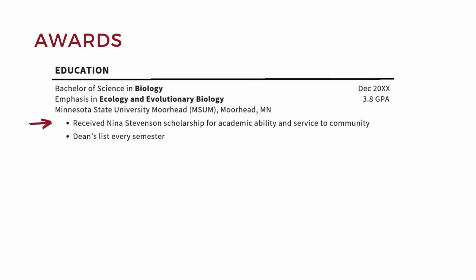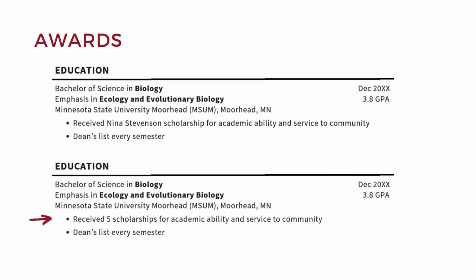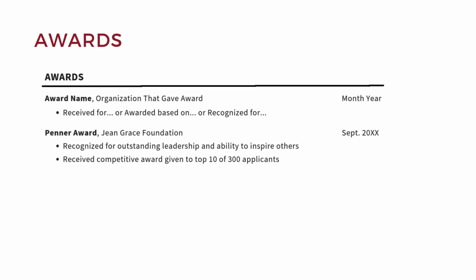There are a few ways you could list awards on your CV, depending on how much detail you want to include. If it was a single scholarship or award, you could include it as a bullet point in your education section. Or if you received multiple scholarships or awards for similar things, you could combine them together into one bullet point in the education section. If you want to include more details about your awards or scholarships, you could create a separate section and list them individually.